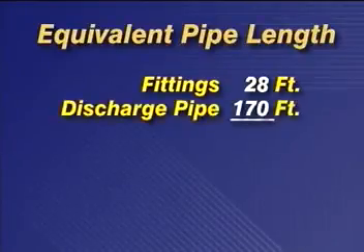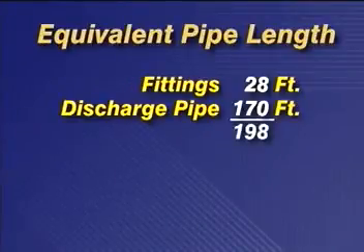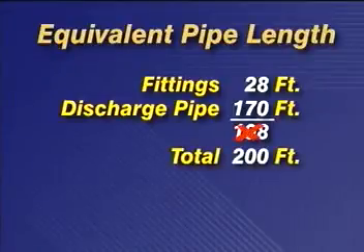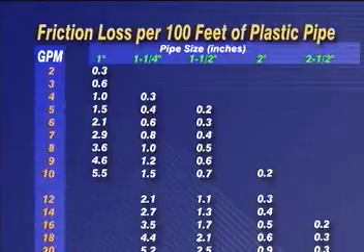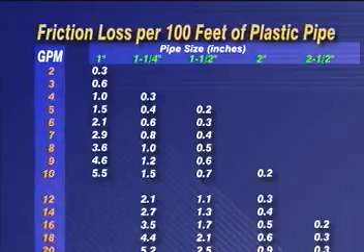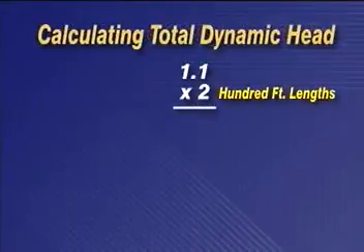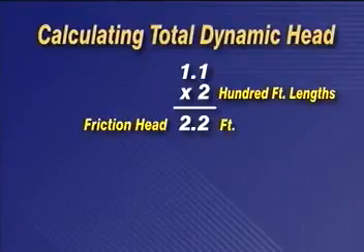When added to the 170 feet of discharge pipe, we have a total of 198 feet, or, rounding up to the nearest 10 feet, 200 feet for purposes of our calculation. Referring this time to Table B for friction loss per 100 feet of 1.5-inch pipe with a flow rate of 12 gallons per minute, we find a friction loss of 1.1 feet per 100 feet of pipe. And since we are calculating on the basis of two 100-foot lengths, we multiply this by 1.1, the friction loss per 100 feet from the table, and get a total of 2.2 feet of friction head.